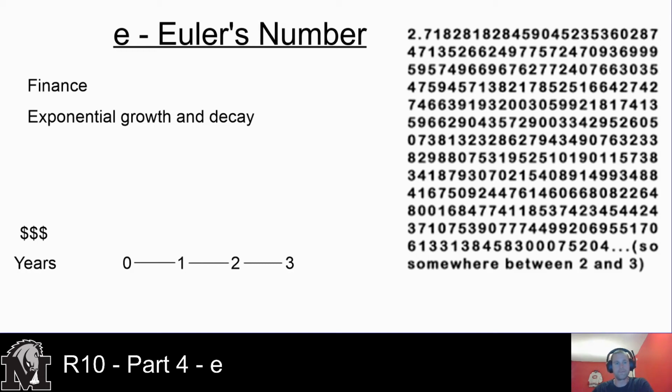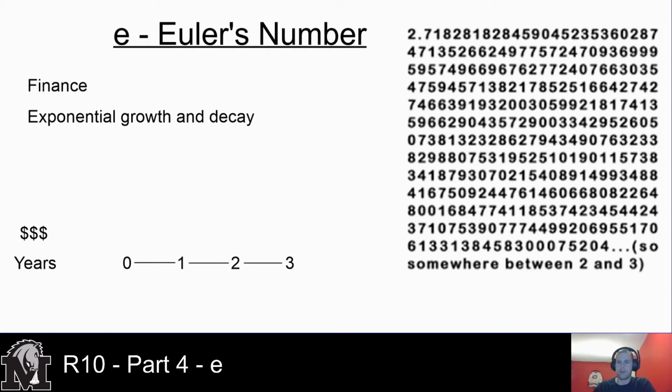Hi folks, I think it's time we talked about e. Now I know I've mentioned it in passing a couple of times, but I really want to give you a better understanding of what e is. e is Euler's number, which is this bad boy over here, 2.7182818284590, and so on and so forth.